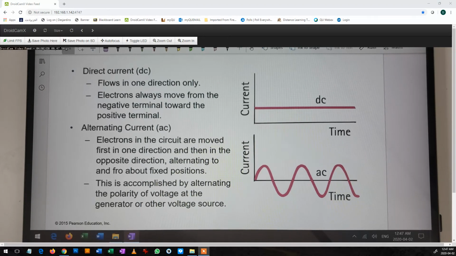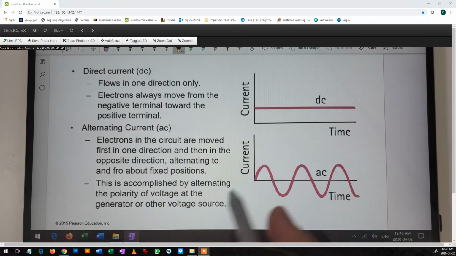This is accomplished by alternating the polarity of voltage at the generator or other voltage sources. This AC is positive, negative, positive, negative, positive, negative, while DC is always fixed at a certain voltage.